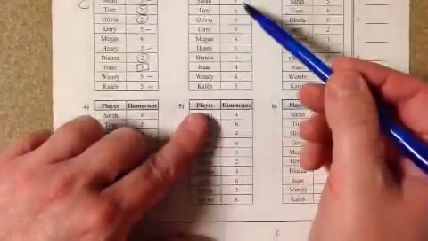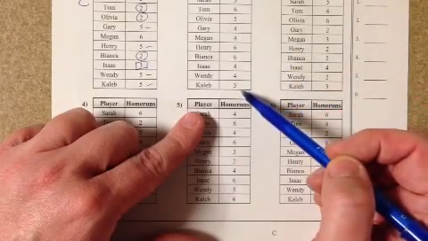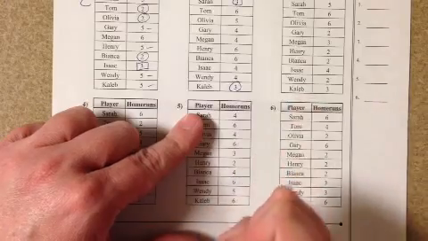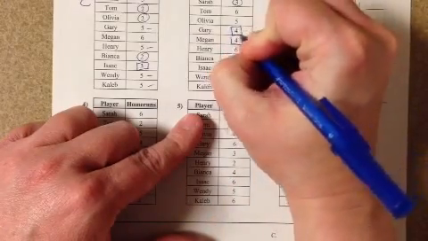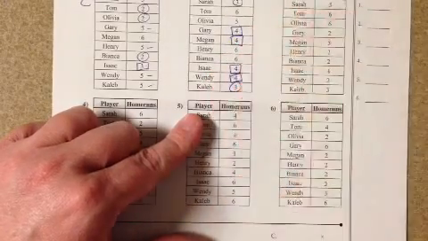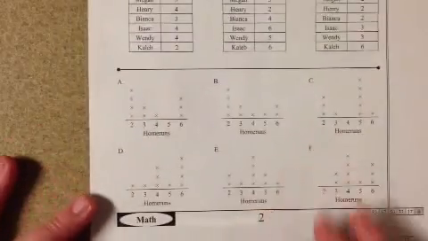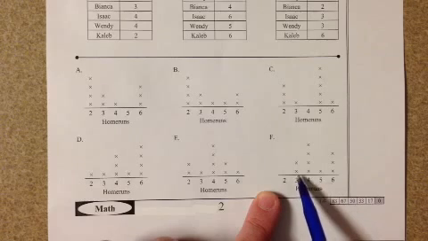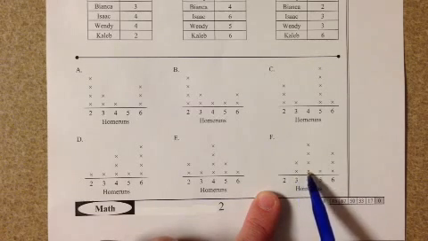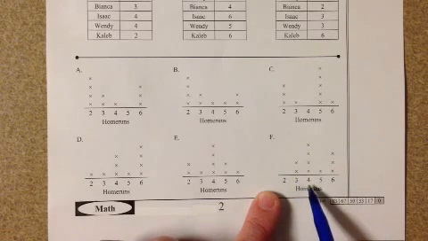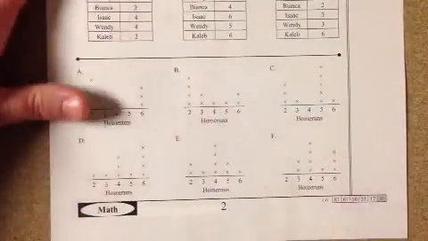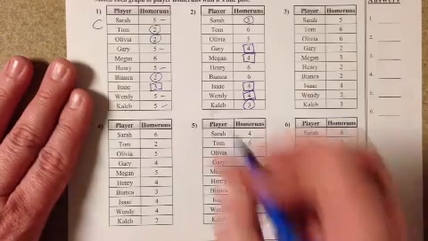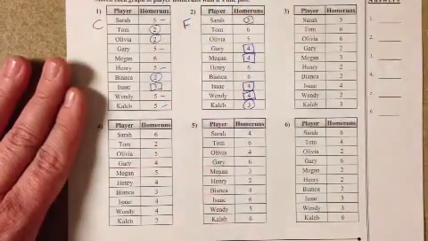And then number 2, we don't have any 2s. We have 2 3s and 4 4s. So if we look down here, we need one with no 2s. Well, F has no 2s. We counted 2 3s and 4 4s. And then there's also a 5 and 3 6s. So back up here we have our 5 and our 3 6s. So F is going to match up with number 2.